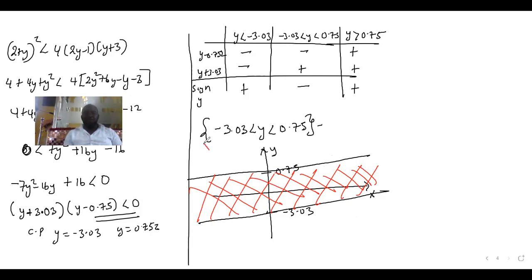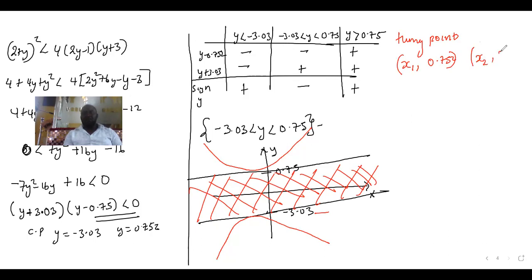When the curve comes from up this way, it is going to turn minimum. When the curve comes from down this way, it's going to turn maximum. So this is the y-ordinate for the maximum turning point. This is the x-coordinate, y-ordinate for the minimum turning point. So if you want to get the turning points, you already have x1, you don't know it, but you have y1 at 0.752. Then you have another one, x2, you don't know it, but you have negative 3.03. So with that reason, we can now go to our function.